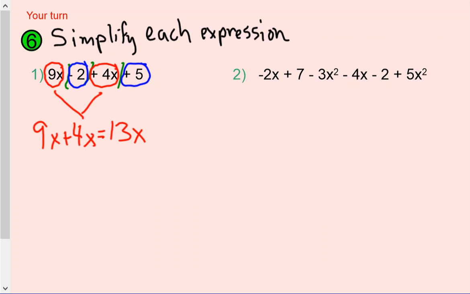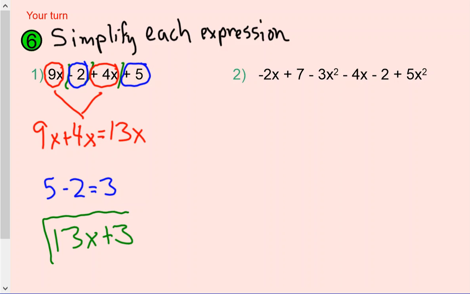And then we have minus 2 plus 5, and 5 has a larger absolute value, so our answer is going to be positive, and then we can subtract 5 minus 2, which gives us 3. And then we can come back and combine. We got 13x plus 3. And that expression is simplified because we have no more like terms and no parentheses left.